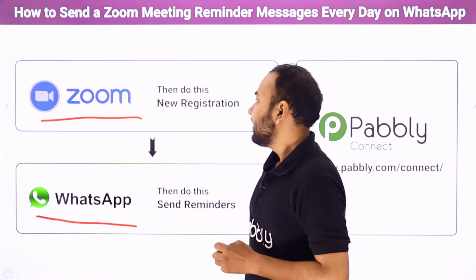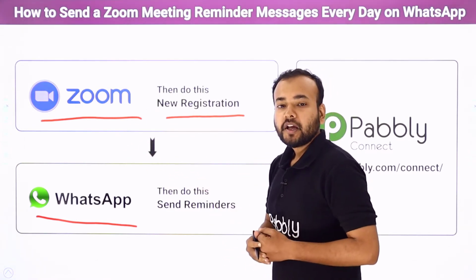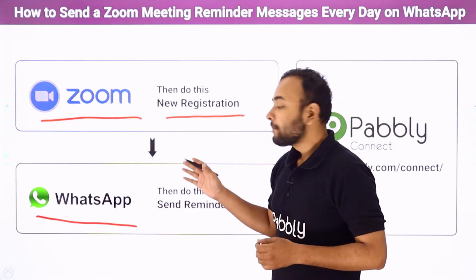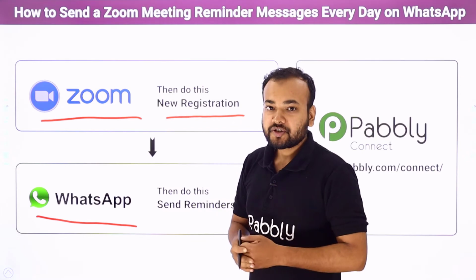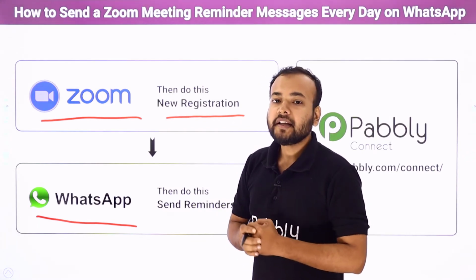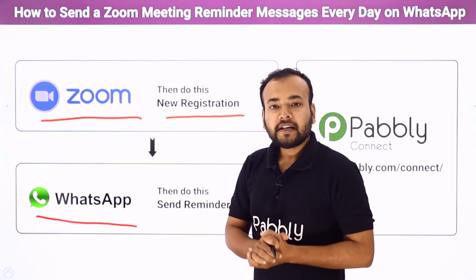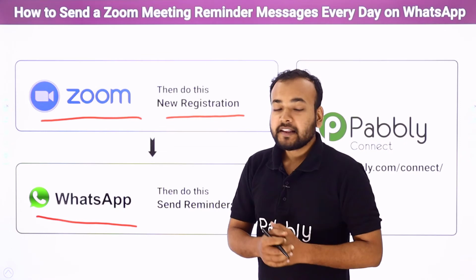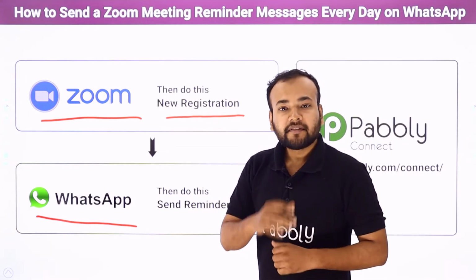One way is that whenever you get a new registration for your meeting or webinar, you manually sort out the details of the person who has registered. Then you come to WhatsApp and manually type a message for that registrant to remind him or her that they have to attend a meeting on a specific date and time. But guys, if you are receiving hundreds of registrations on a daily basis, this can consume a lot of your time and energy. So we have a better way for you.